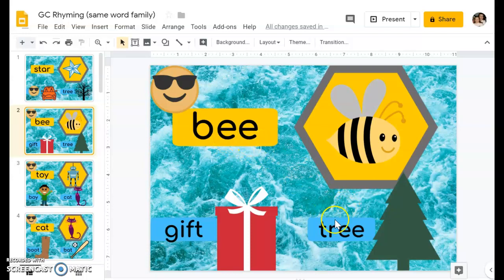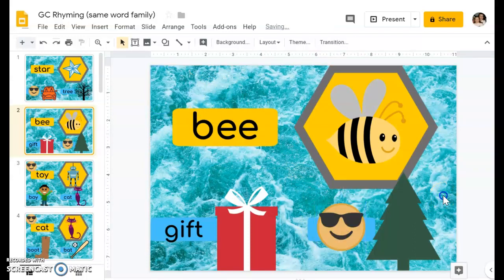I see a double E and I see a double E over here. So bee and tree rhyme. So I'm going to take my sunglass guy and pull him over to tree. And that shows my teacher that that's the one that rhymes.